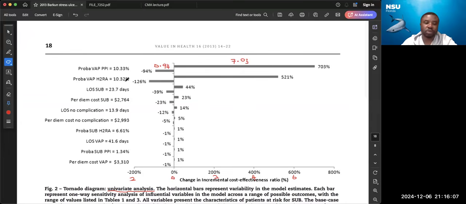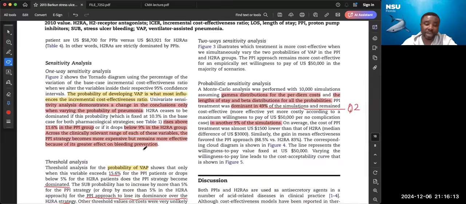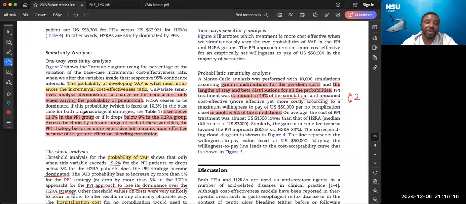The 10.23 is for the H2 arrays, and the PPI is 10.33. If you change those two, for example, if you change the 10.33 to 11.6, and then change the 10.23 to 9.9%, the decision changes. Now the PPI becomes more expensive, more effective. It is no more dominant. It becomes more expensive, more effective.